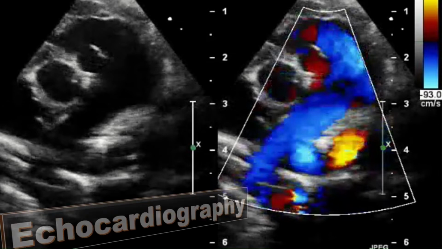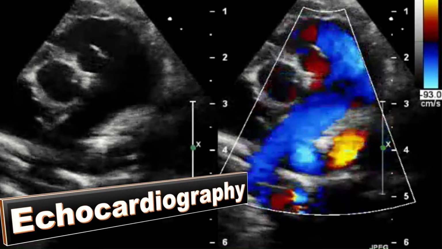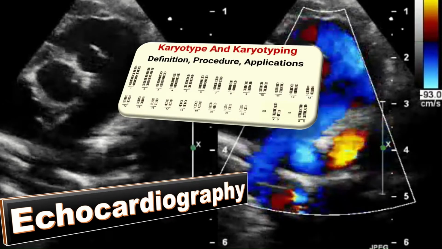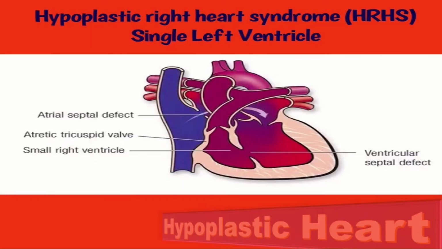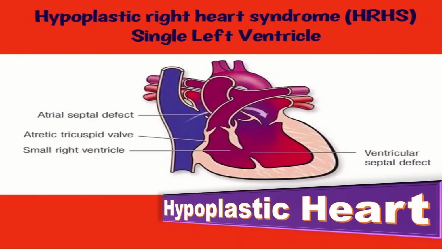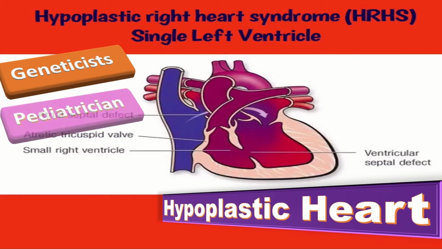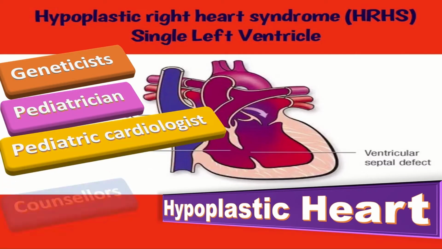Every cardiac abnormality should be confirmed by an echo, preferably by a pediatric cardiologist or fetal medicine consultant, followed by karyotyping to exclude chromosomal abnormality. Abnormalities that are not compatible with life, such as hypoplastic right heart, should be managed jointly with a clinical geneticist, pediatrician, pediatric cardiologist, and the counselors.